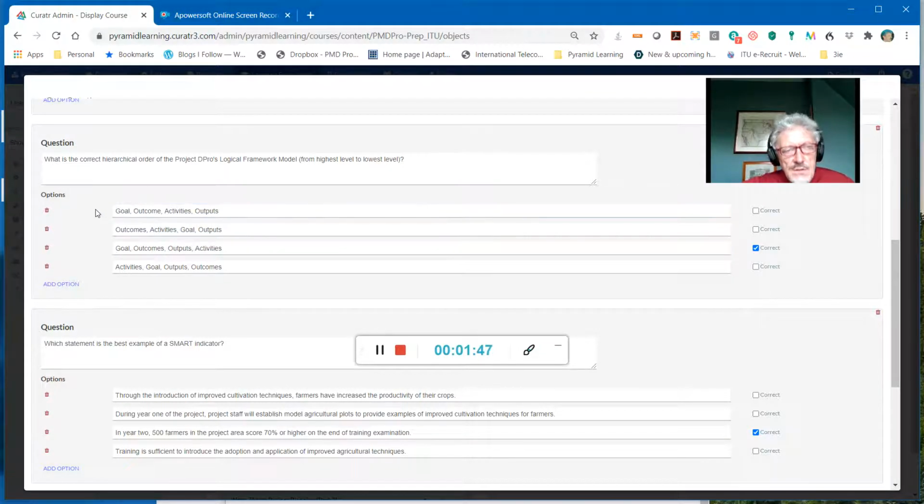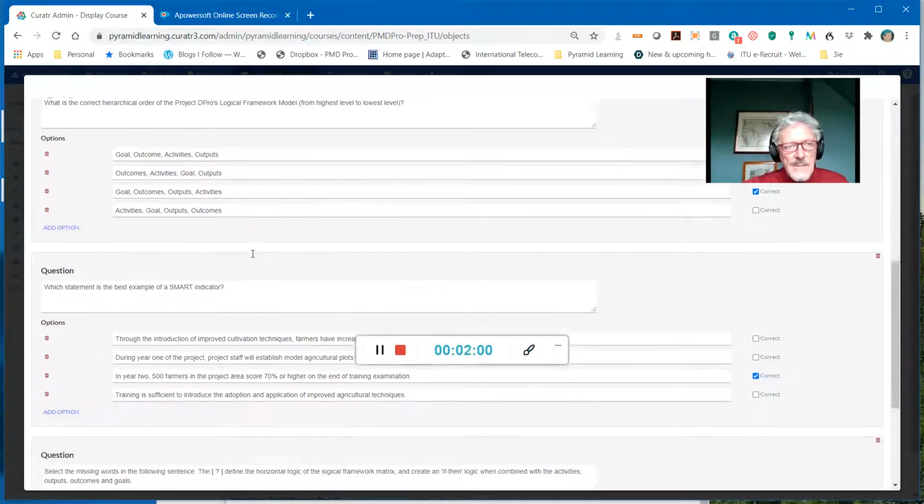So again, good exam technique can be really helpful. And then it's one of those things, you know the model or not. It's goal, outcomes, outputs, activities. Activities is the lowest level. So the correct answer is C.